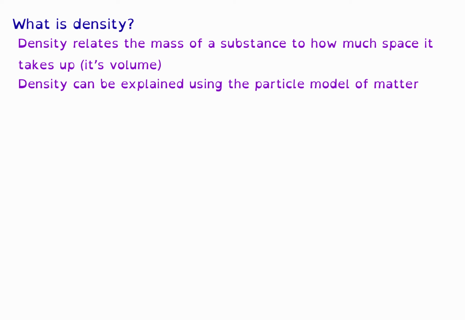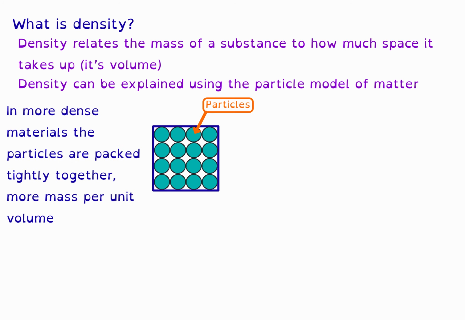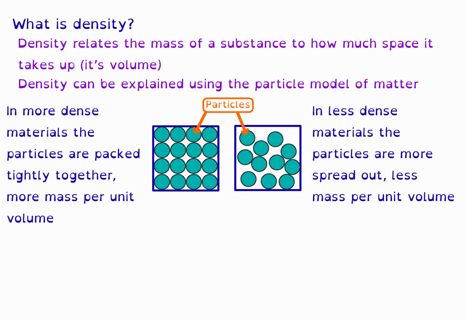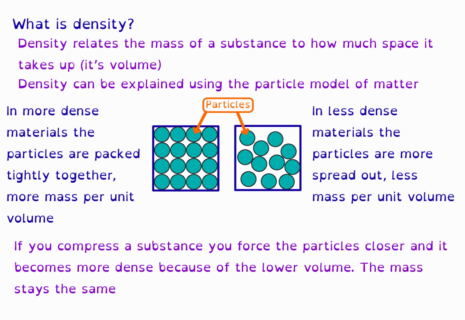Density can be explained using the particle model of matter. In more dense materials, the particles are packed tightly together, so there's more mass per unit volume. In less dense materials, the particles are more spread out, so there's less mass per unit volume. If you compress a substance, you force the particles closer together and it becomes more dense because of the lower volume. The mass stays the same.